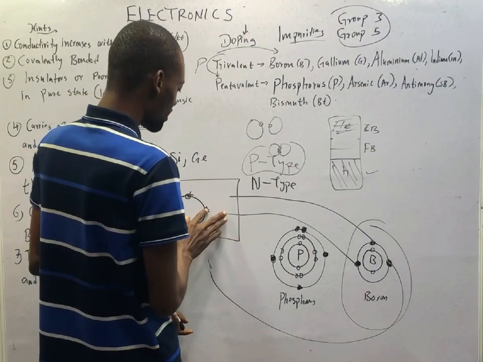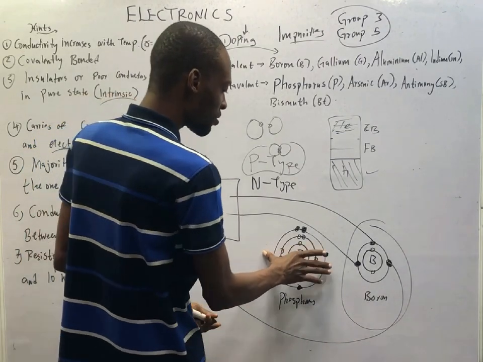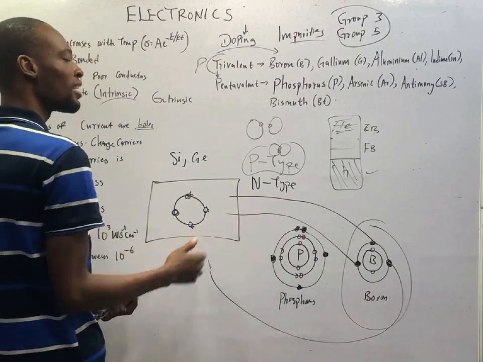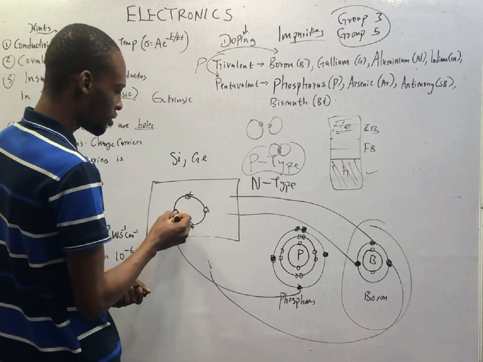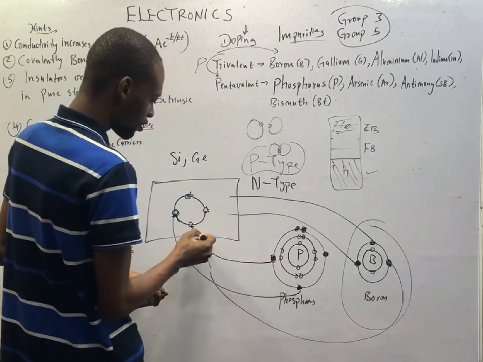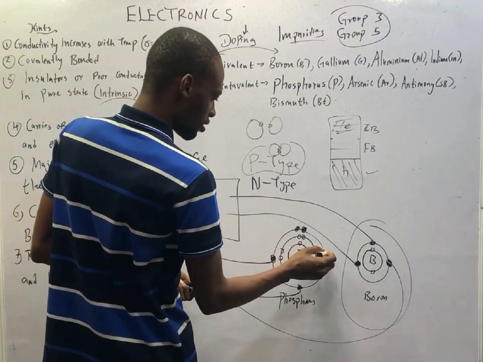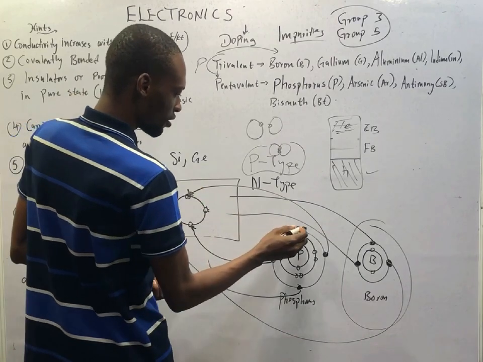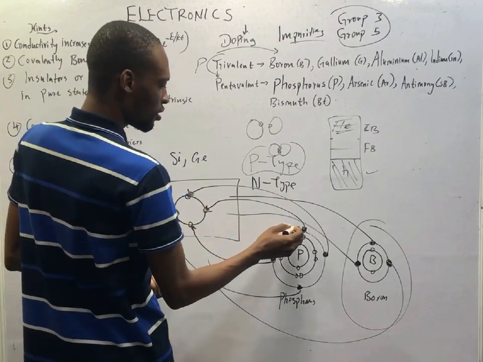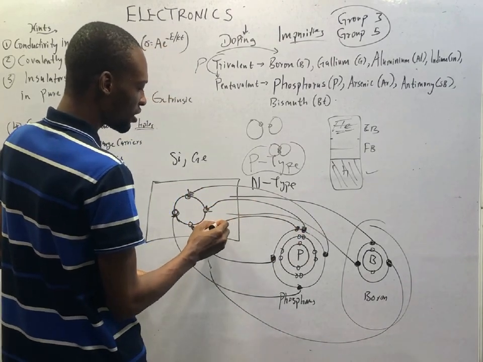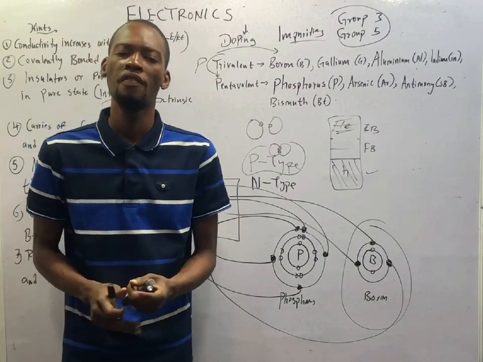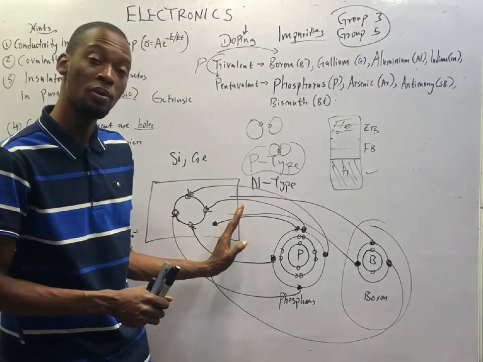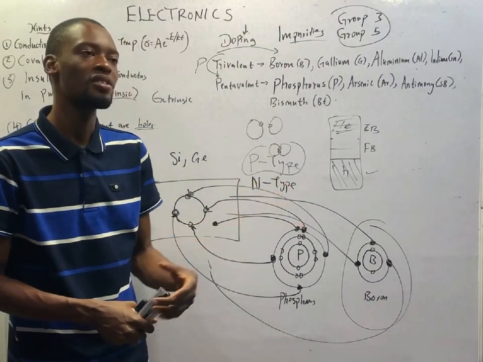This phosphorus has five electrons in its outer shell. It is pentavalent. Now let's dope. This comes here. This comes here. This comes here. This comes here. So this extra electron comes here to stay. Why? There is no hole for it to fill. The holes are filled up, meaning we have extra electrons.